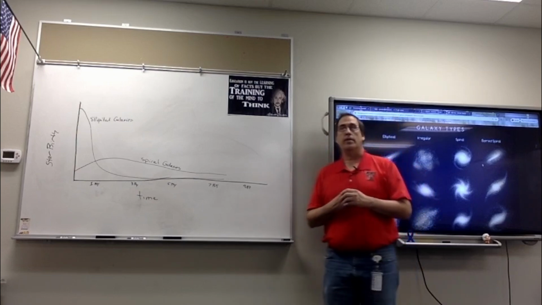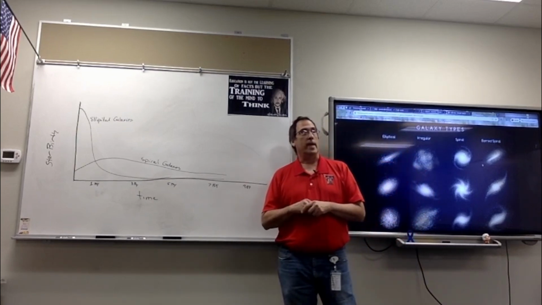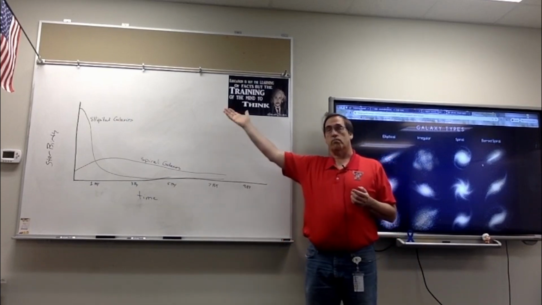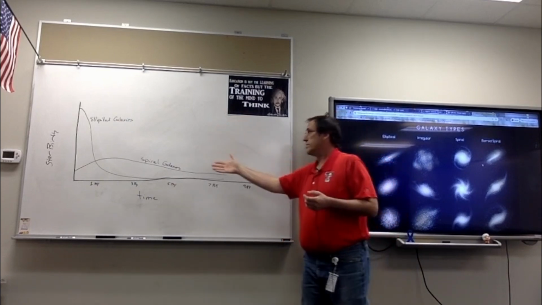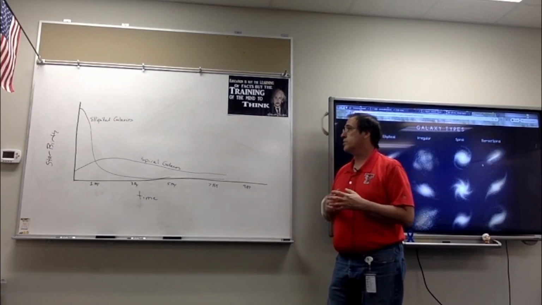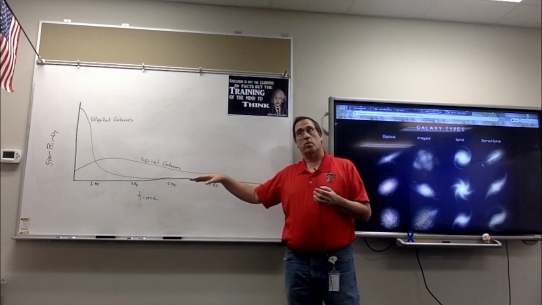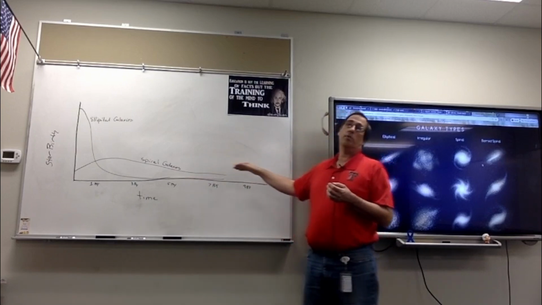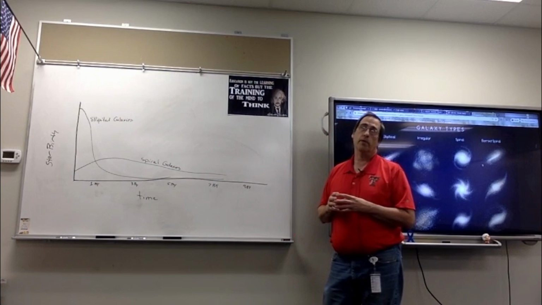All right, so there you have it. Very short video on the evolution of galaxies. It's all about the birth rate. If it's really high to start with, it's going to taper off very quickly and form an elliptical galaxy, whereas if it's lower to start with, it'll peak a little bit and then slowly decline over billions of years and it's going to form a spiral galaxy.